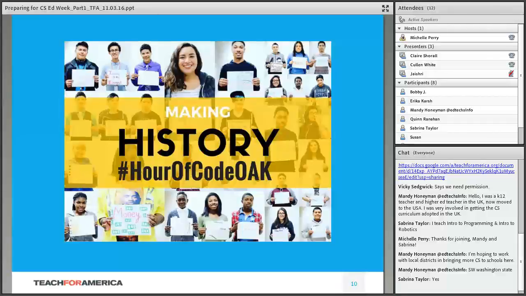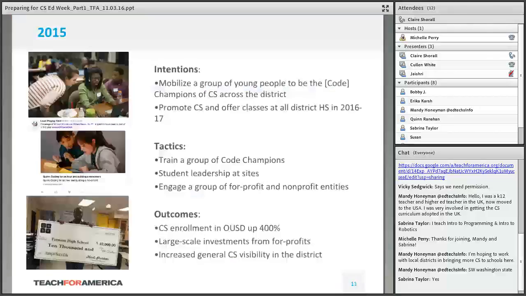Actually, I think it would be important to point out now that we asked schools specifically to pick students with leadership potential, but who maybe had not served in this capacity before, or kids who had incredible passion for computer science and how they could spread it at their school site. So in 2015, our intention was to mobilize this group of young people in order to be the catalyst for change at their actual school site.